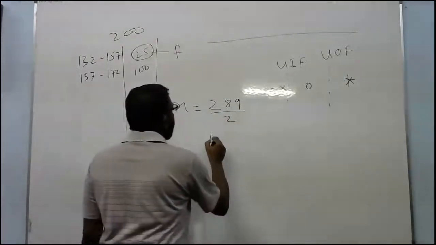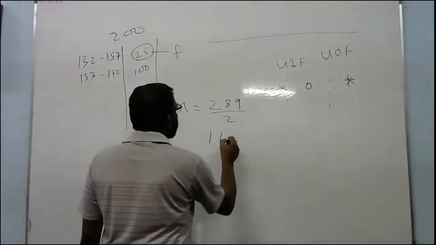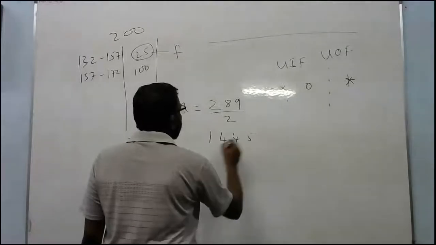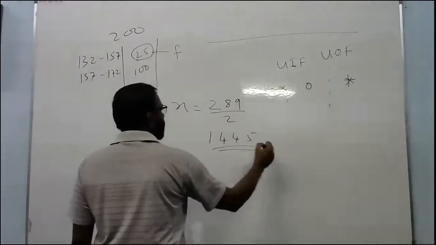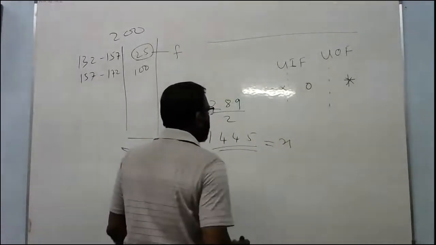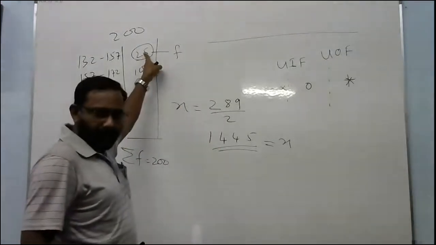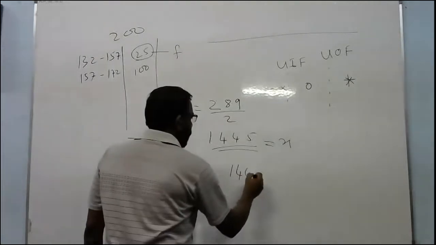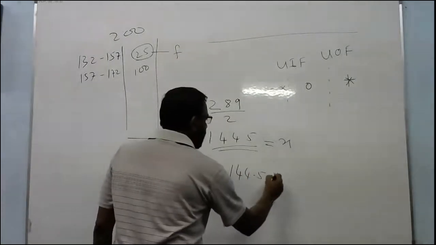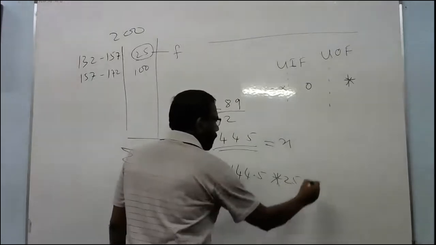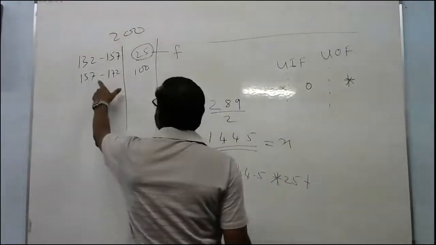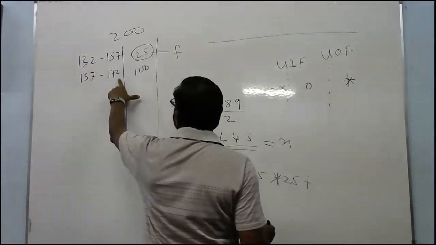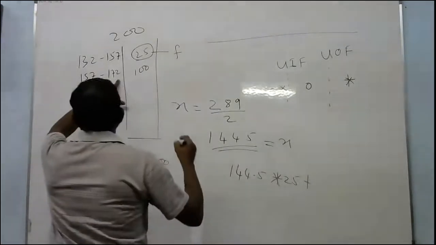So that is our middle point. That is 144.5. So this is my x. This is for the first category. So for the first category, that is 144.5 multiplied by 25 plus the second one is again 164.5 maybe. Huh? What is the value?